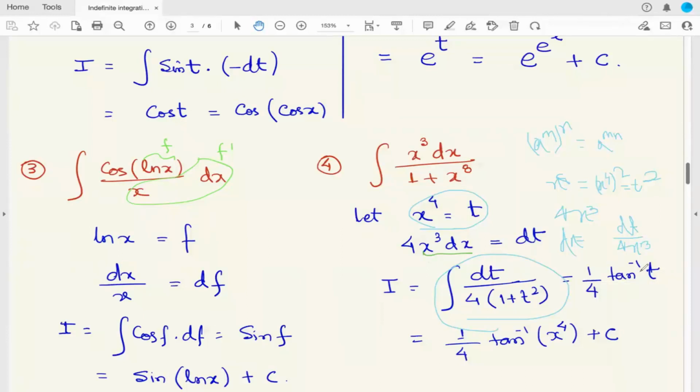And again, we substitute here t is equal to x to the power 4. So we get 1 by 4 tan inverse x to the power 4 plus some constant. I hope you understand this question.